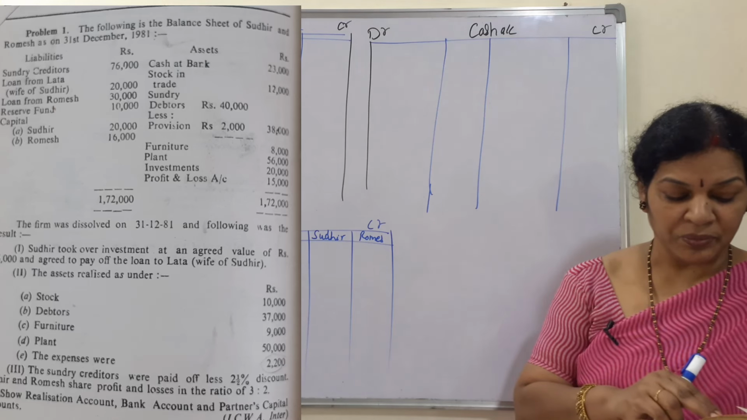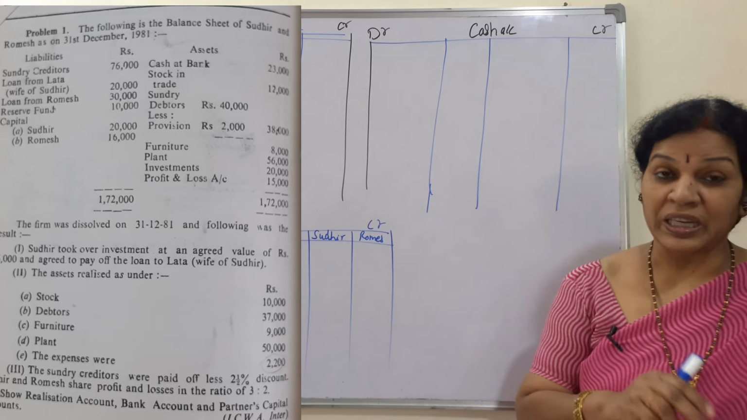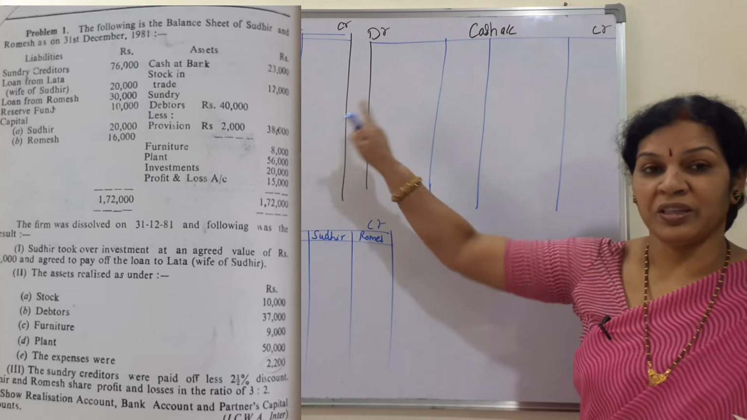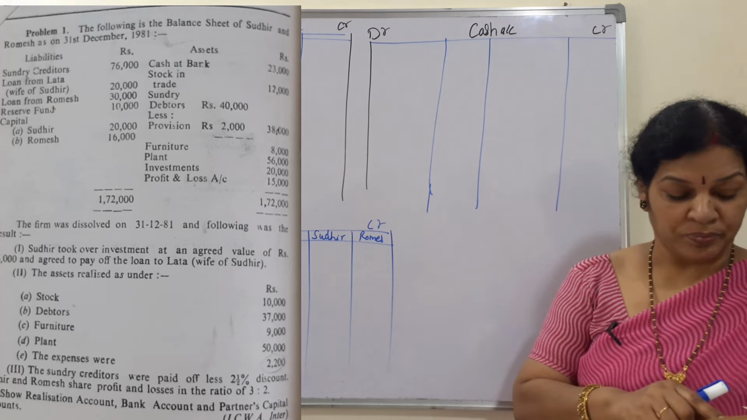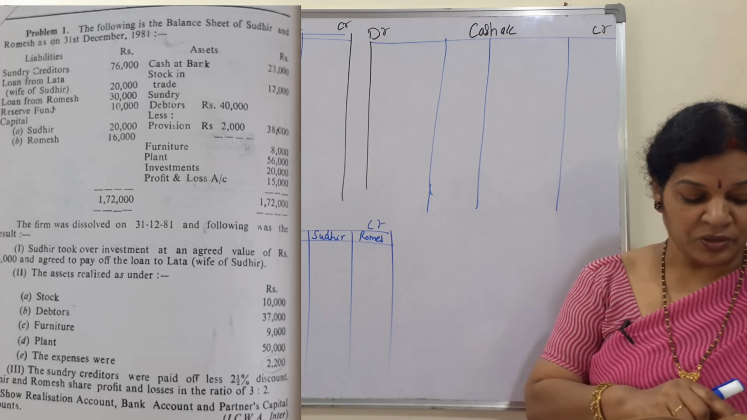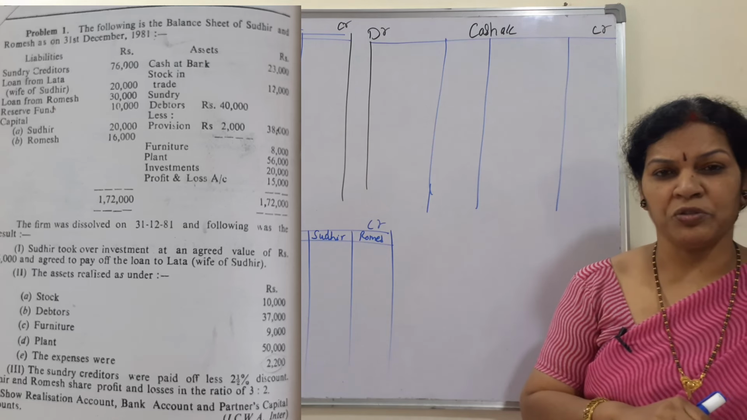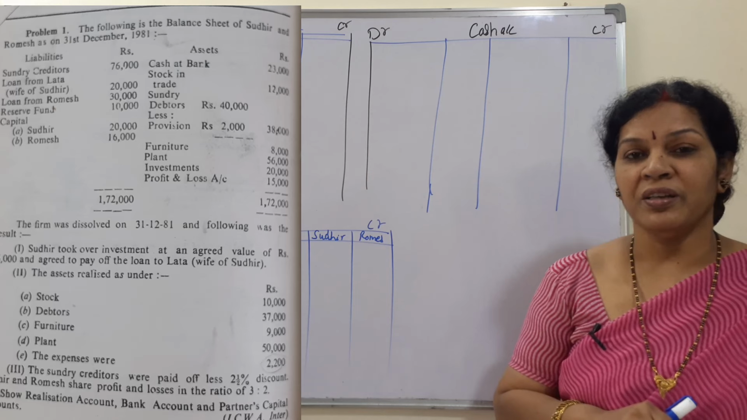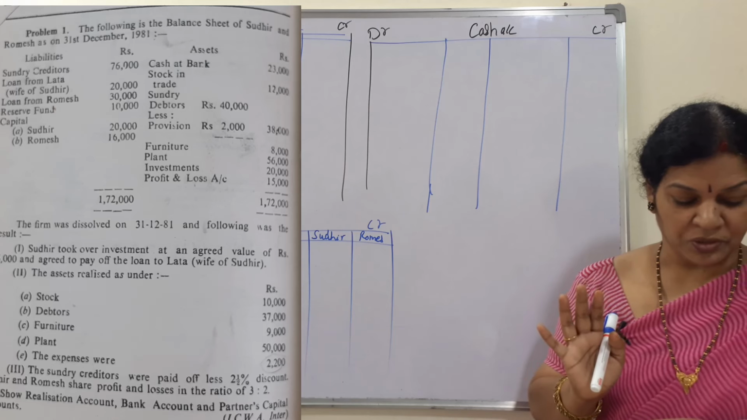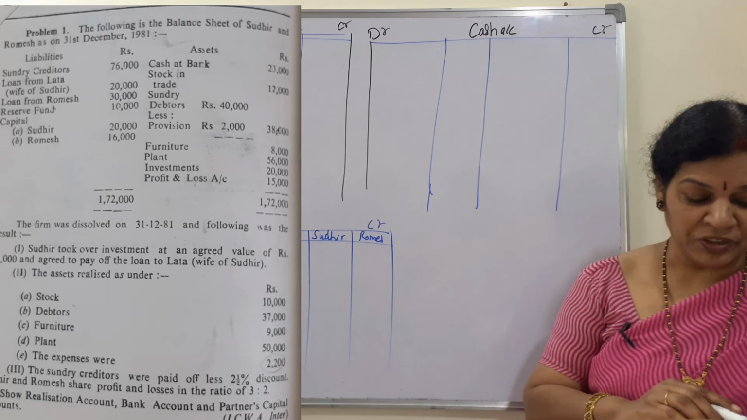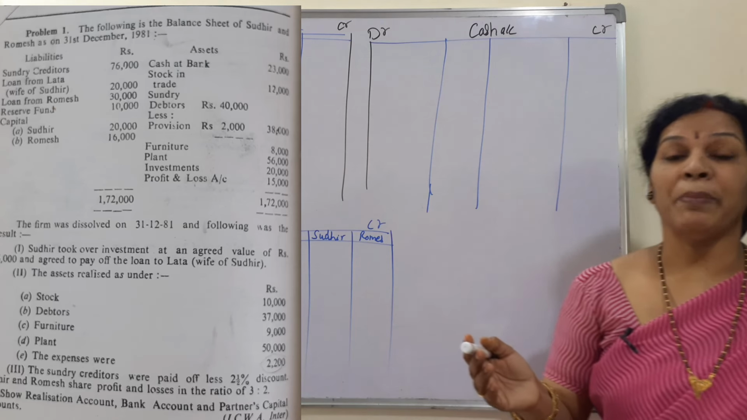Now on the credit side, what we are going to write is 76,000 creditors amount and also the debtors provision, that also comes on the credit side. And loan from Lata, this is also a loan, and loan from Romesh. So these four transactions come on the credit side. Reserve fund as usual we are going to distribute to the partners in the given ratio. Capital amounts, that's all. And also in the balance sheet the profit and loss account is given.